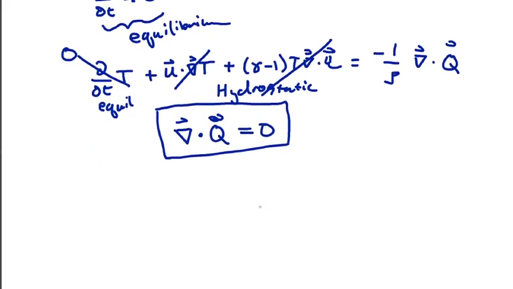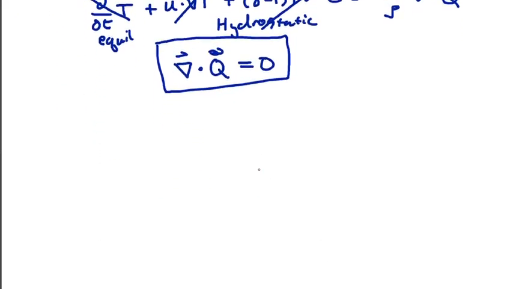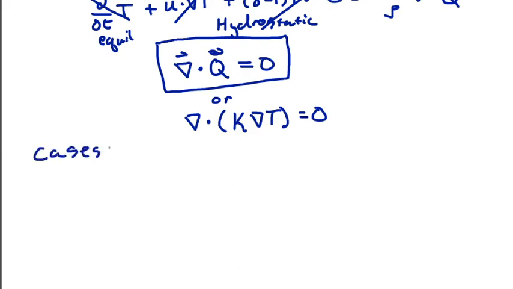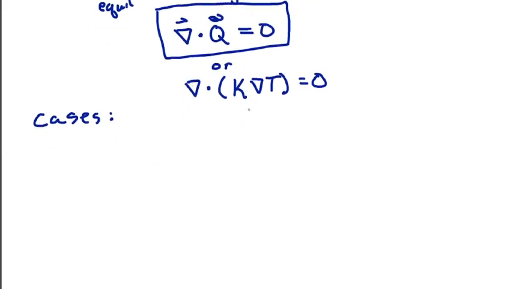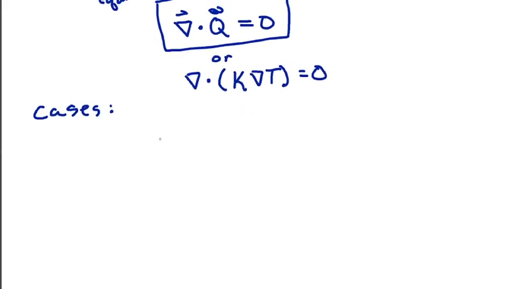We can rewrite this in a useful way by putting in our diffusion approximation. So this means that if we're diffusively dominated, the divergence of k grad T is equal to 0. So there are a couple of ways that this can come about. Let's consider some simple cases. How can we satisfy that the divergence of k grad T is equal to 0 everywhere and always?